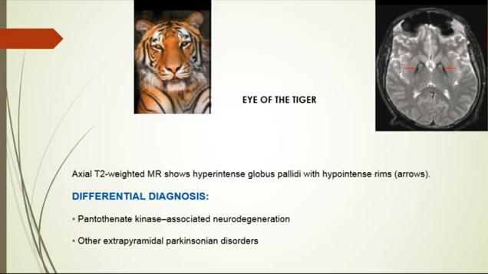Okay, and other extrapyramidal Parkinsonian. We'll see a lot of signs for the neurodegenerative disease. They have a lot of different signs in the next sessions. Okay.